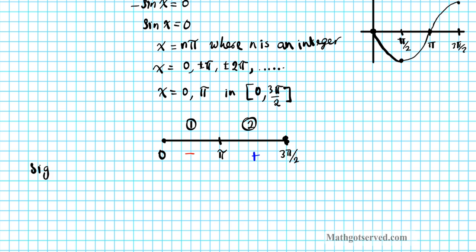What does the second derivative tell us about the function itself? It tells us where it's concave up or concave down. From 0 to pi, the second derivative is negative, which means the function is concave down on this interval, and concave up from pi to 3 pi over 2.